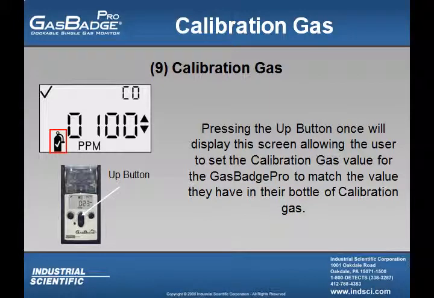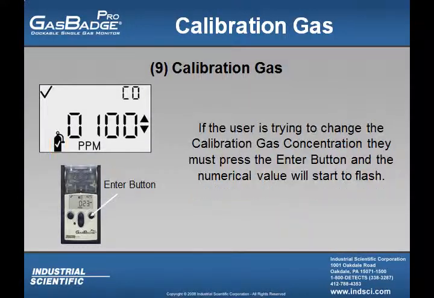Pressing the up button once will show this screen with the calibration gas bottle icon in the lower left-hand corner of the display. This screen allows the user to set the calibration gas value of the instrument to the concentration they have in their bottle of calibration gas. It's imperative that the user make sure this value is exactly what is on their bottle of calibration gas, because if the value is not, and they go to perform a calibration, the instrument will either fail the calibration or could possibly skew the sensor's reading of the environment.